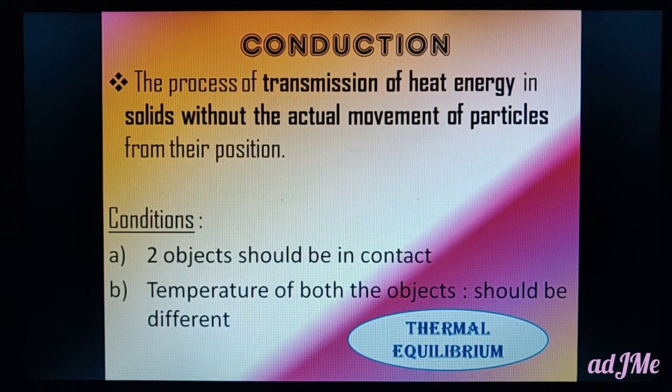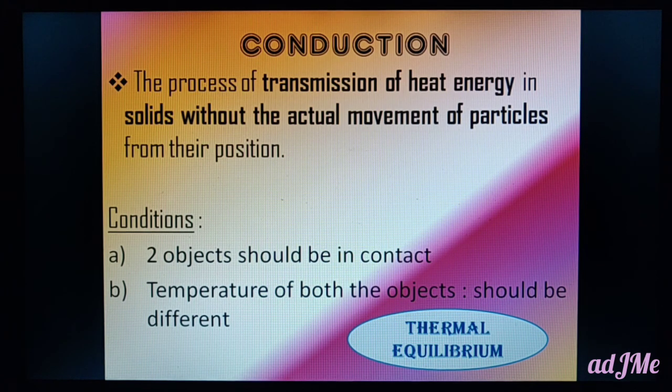Then there are two conditions for which conduction should take place. One, the two objects should be in contact. Without contact there is no conduction taking place. And secondly, the temperature of both the objects should be different, one with one temperature, the other with some other different temperature. In that case only you come across the transfer of heat energy, that is, you come across conduction.